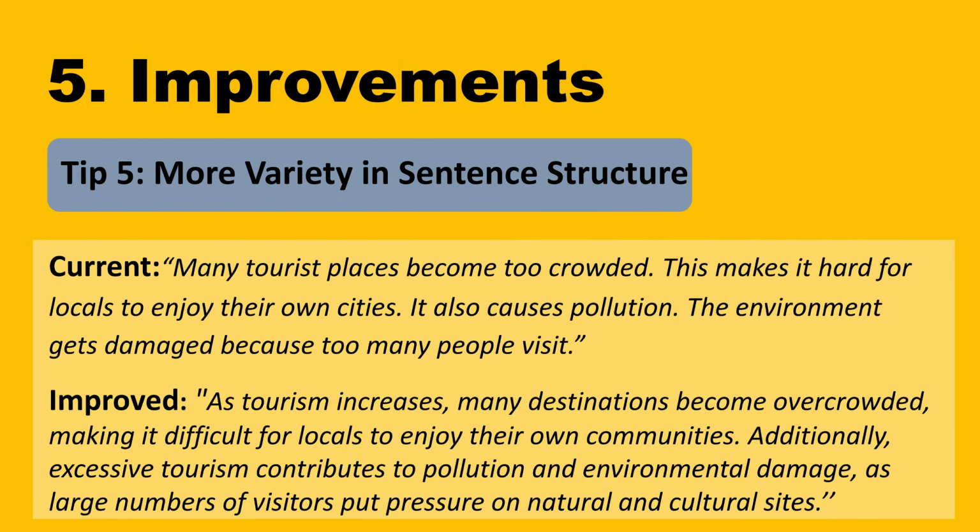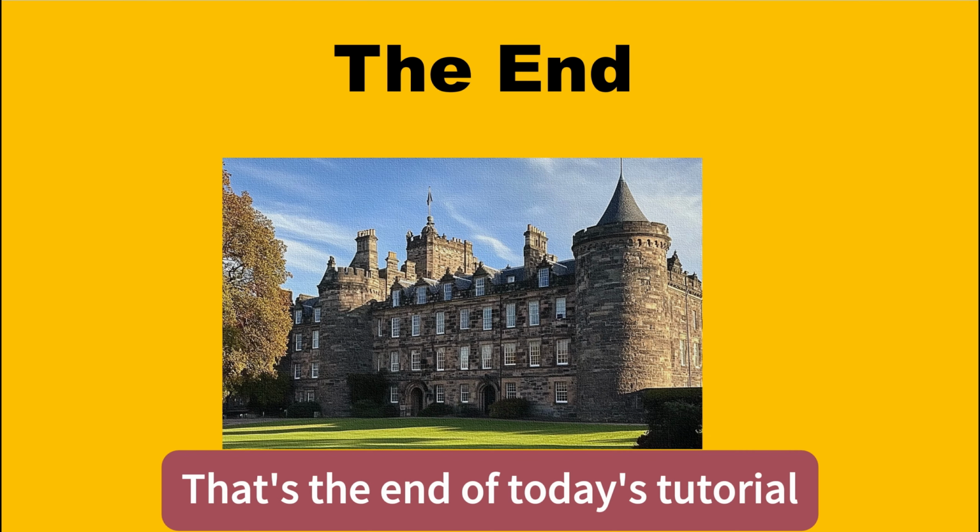Improvement example. Current: Many tourist places become too crowded. This makes it hard for locals to enjoy their own cities. It also causes pollution. The environment gets damaged because too many people visit. Improved: As tourism increases, many destinations become overcrowded, making it difficult for locals to enjoy their own communities. Additionally, excessive tourism contributes to pollution and environmental damage, as large numbers of visitors put pressure on natural and cultural sites.